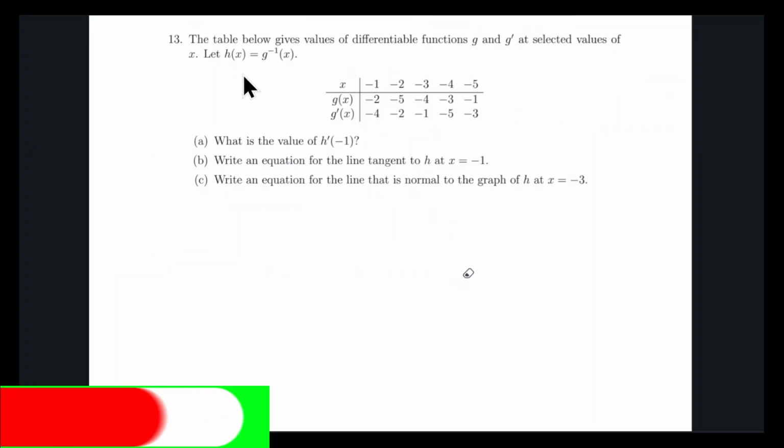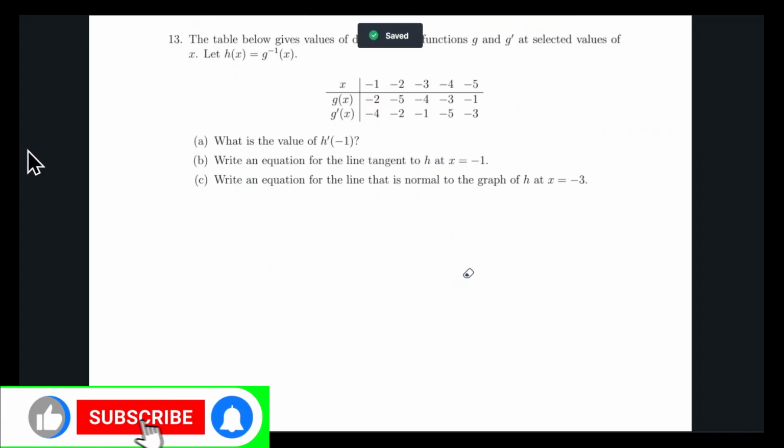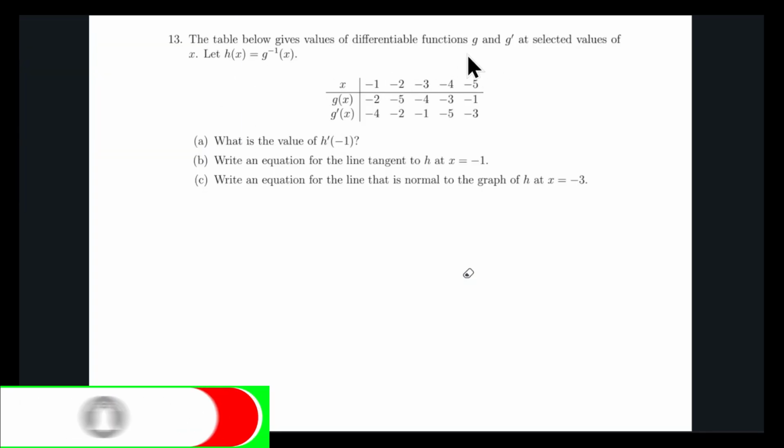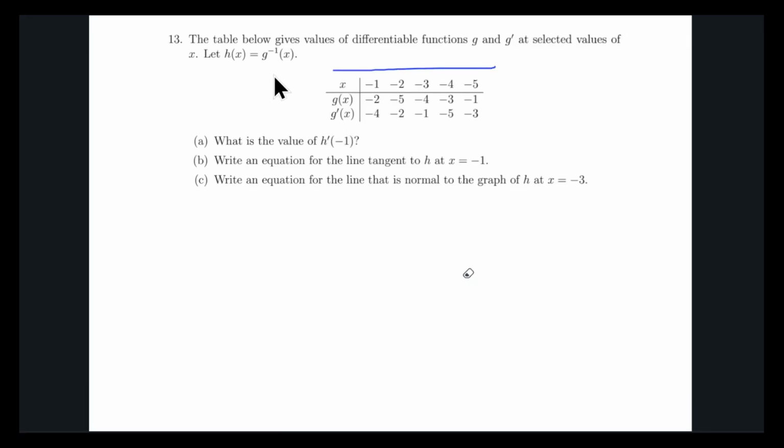All right, derivative of inverse. Usually students are confused about this concept. Try to explain my best here. G and G prime are given at various values of x, and h is the inverse of G, right? H is the inverse of G. So what is the derivative of h at negative 1? This means that derivative of h at negative 1 is as good as asking derivative of the inverse of g at negative 1, right? Because h is g inverse. So I just replace this h with g inverse.